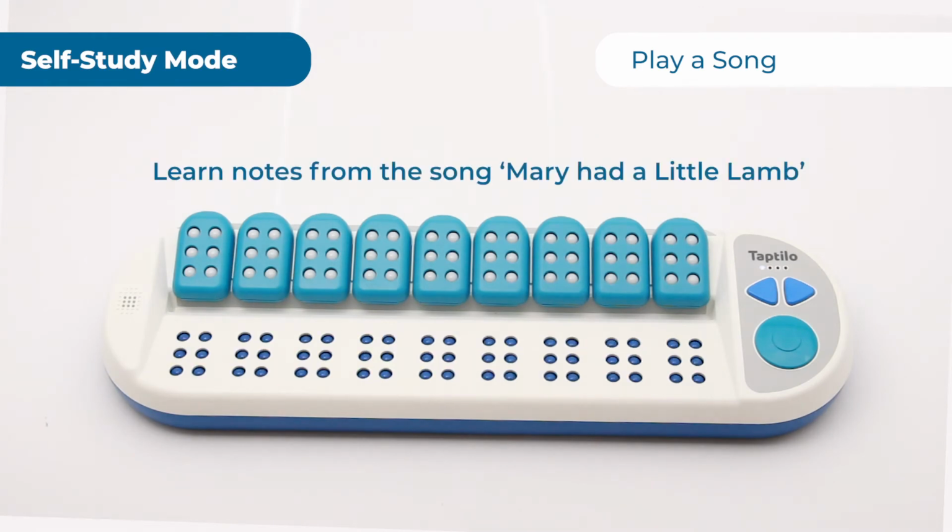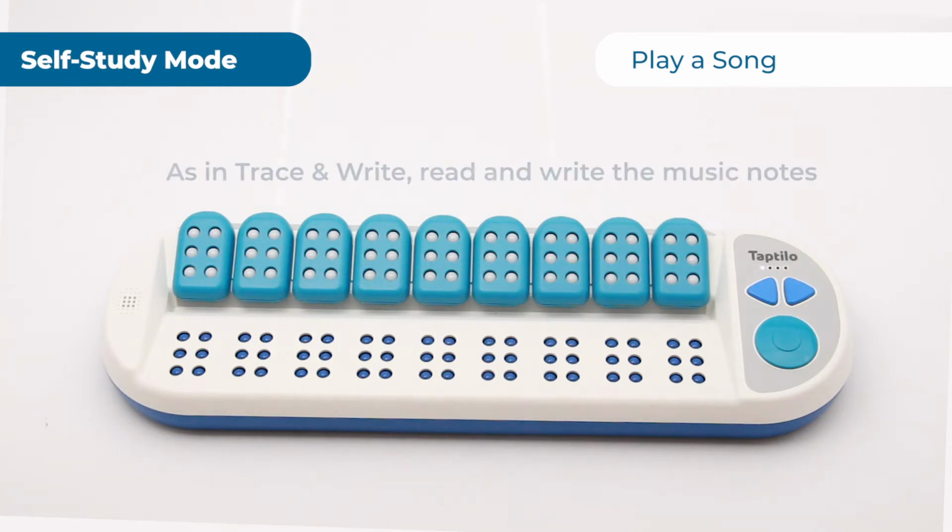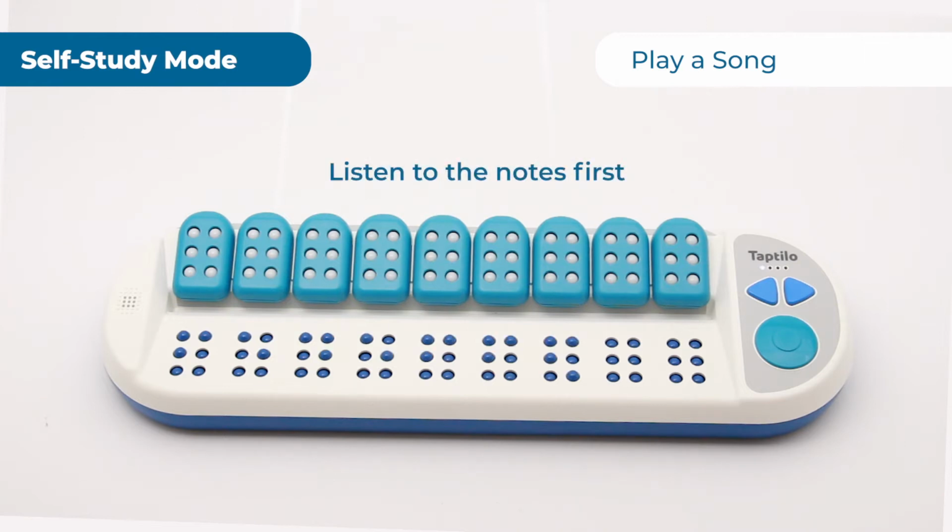In this activity, you will learn the notes from the song Mary Had a Little Lamb. As in trace and write, read the notes on the braille display and use the blocks to create the same patterns. Are you ready to play a song? Mi, re, do, re, mi, mi.